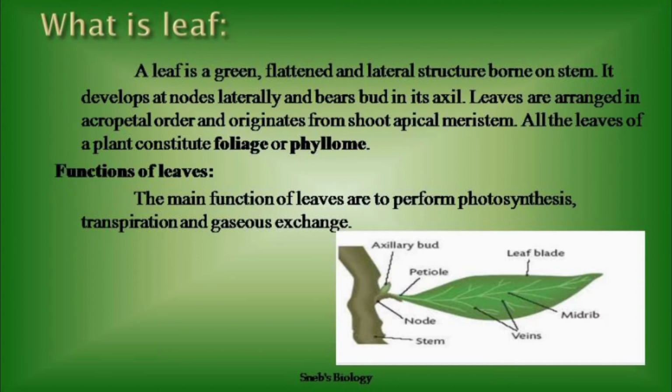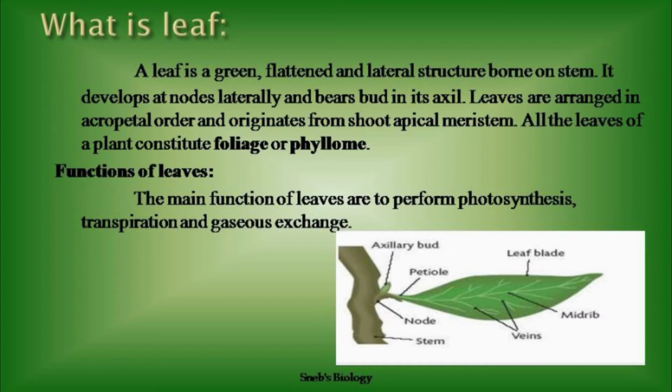So first, let us know what a leaf is. The leaf is a green, lateral, generally flattened structure borne on the stem or its branches. It develops at a node laterally and bears a bud in its axil. The leaves originate from the shoot apical meristem and are arranged in acropetal order. That means the older leaves are at the base and the younger leaves towards the apex of the branches or stem.